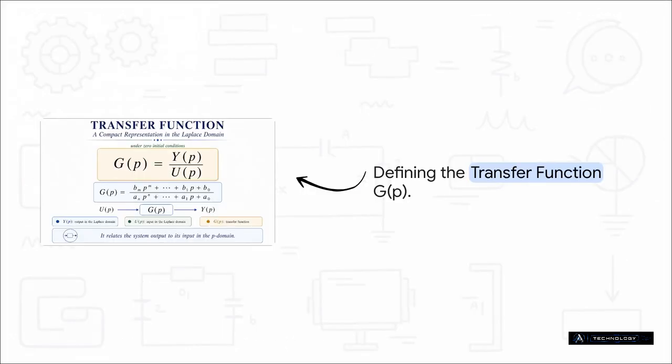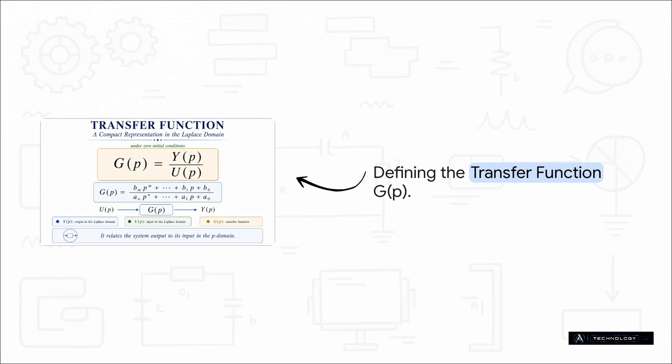Okay, so the really crucial point is what we can actually do with this new algebraic equation. Because it is just algebra now, we can rearrange it. We can group all the output terms on one side, all the input terms on the other, and simply divide them. And boom, that gives us the transfer function. It's the official definition, the ratio of the output to the input in the Laplace domain, assuming zero initial conditions.